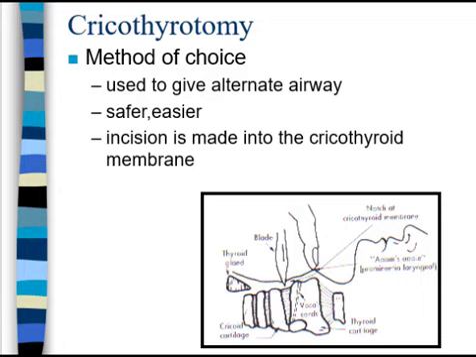Currently, the method of choice is the cricothyrotomy. It's used to give an alternate airway. You have to be careful that the obstruction is above the point of incision. If the obstruction is below the incision point, you're not creating that alternative airway. The cricothyrotomy is safer and it's easier, and the incision is made into the cricothyroid membrane. The cricothyroid membrane connects the thyroid cartilage above to the cricoid cartilage below.